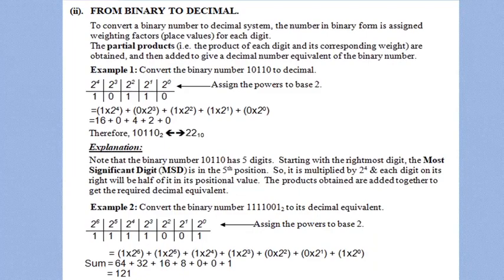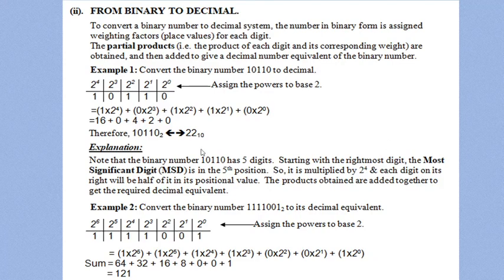Then we go to the next part 2. Let's see how you convert binary to decimal. Remember, binary is in base 2, decimal is in base 10. To convert a binary number to decimal, the number in binary form is assigned weighting factors, place values for each digit. The partial products, that is the product of each digit and its corresponding weight, are obtained and then added to give a decimal number equivalent of the binary number system.